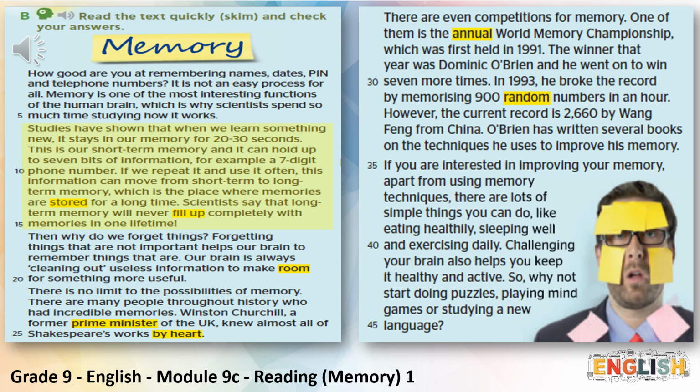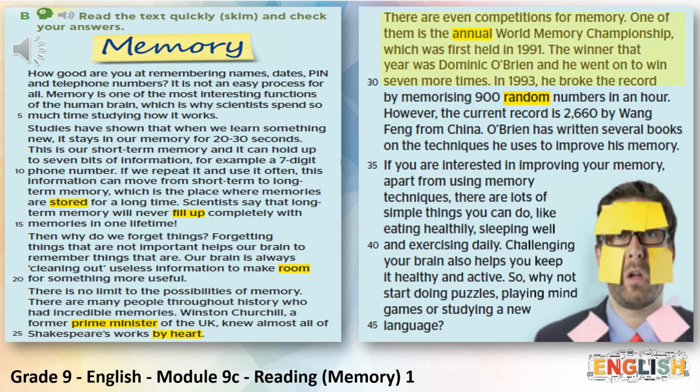Scientists say that long-term memory will never fill up completely with memories in one lifetime. Then, why do we forget things? Forgetting things that are not important helps our brain to remember things that are. Our brain is always cleaning out useless information to make room for something more useful. There is no limit to the possibilities of memory. There are many people throughout history who had incredible memories. Winston Churchill, a former Prime Minister of the UK, knew almost all of Shakespeare's works by heart.